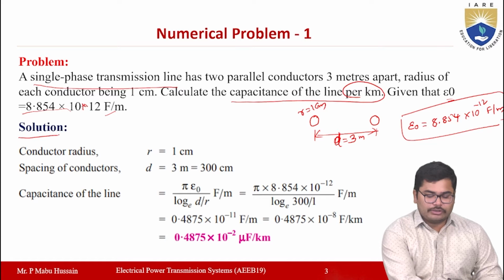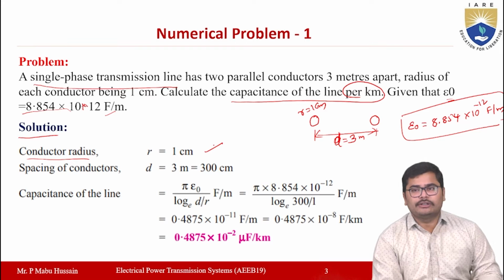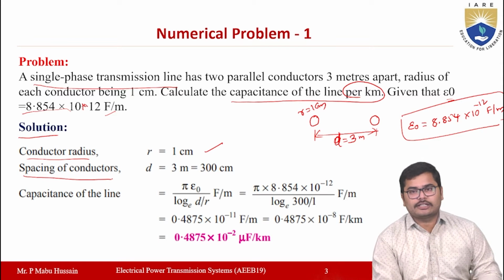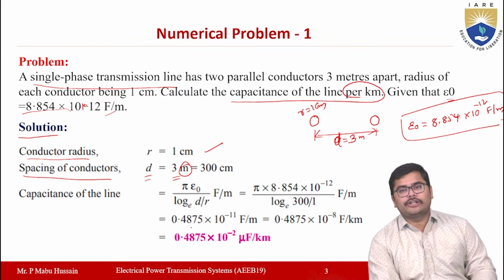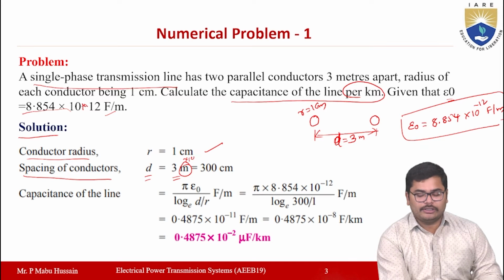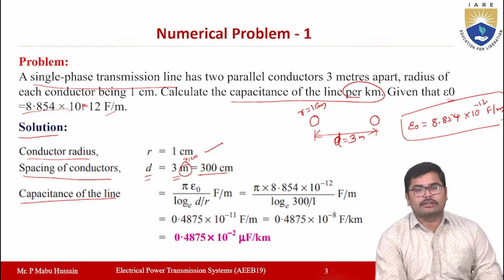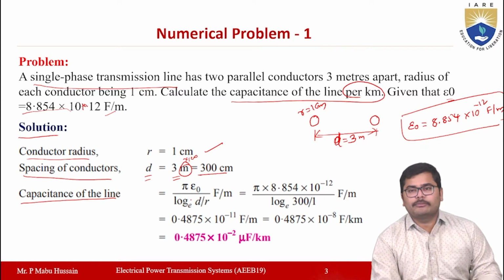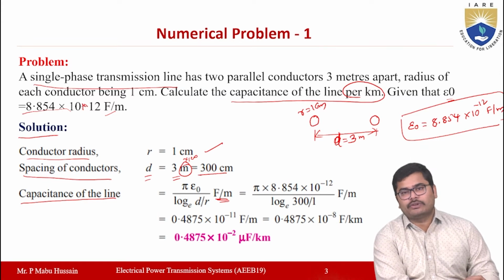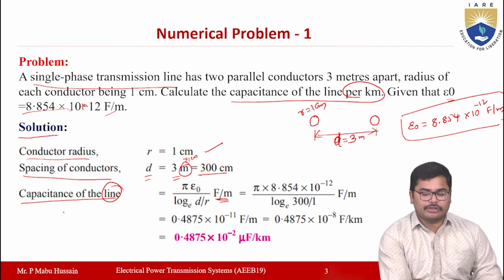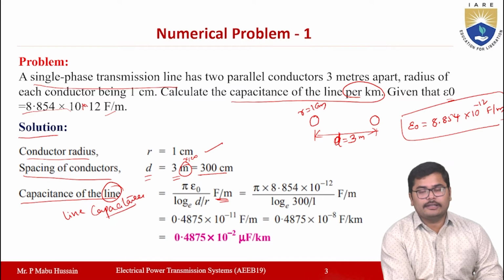If you see the solution, the conductor radius is given as 1 centimeter and the spacing between the conductors is given as 3 meters. Now the meters are converted into centimeters by multiplying by 100, so you will get 300 centimeters. The capacitance of the line formula is pi epsilon naught by ln d by r in farads per meter. This is the capacitance of the line, which you can also call the line capacitance.